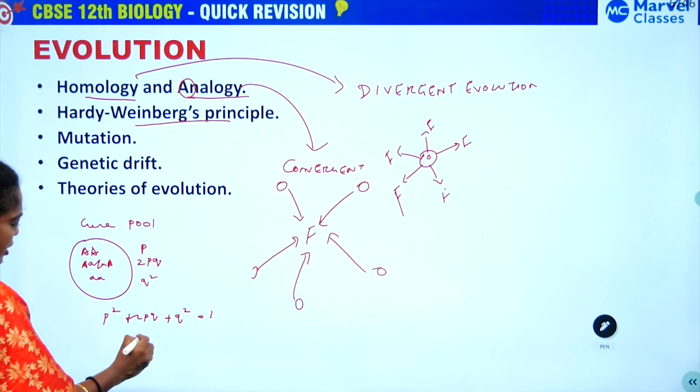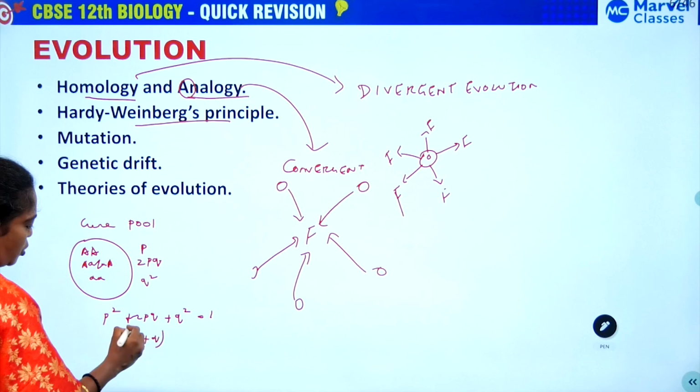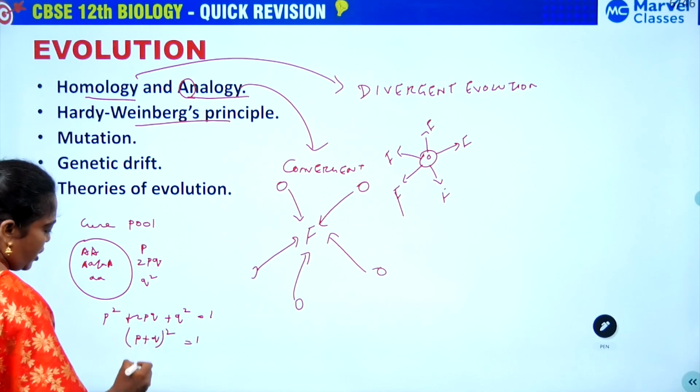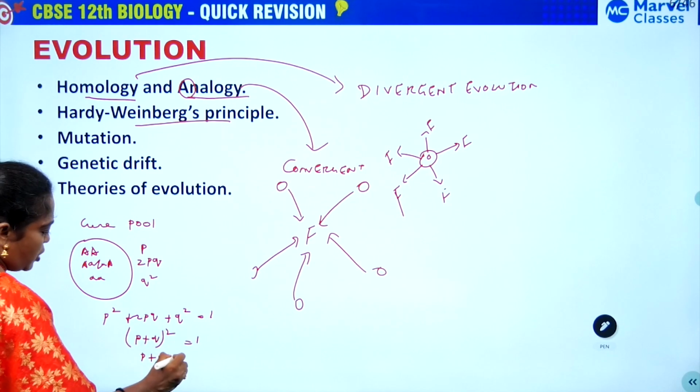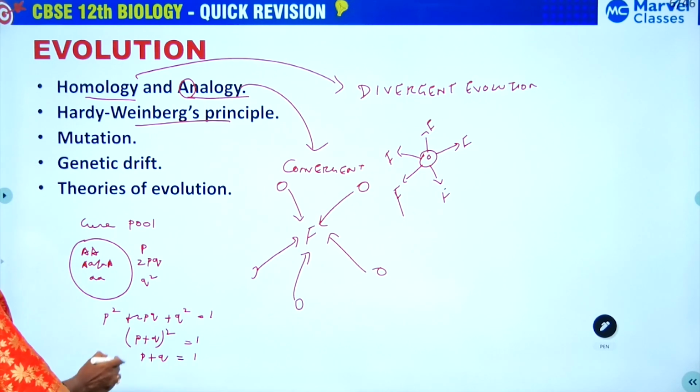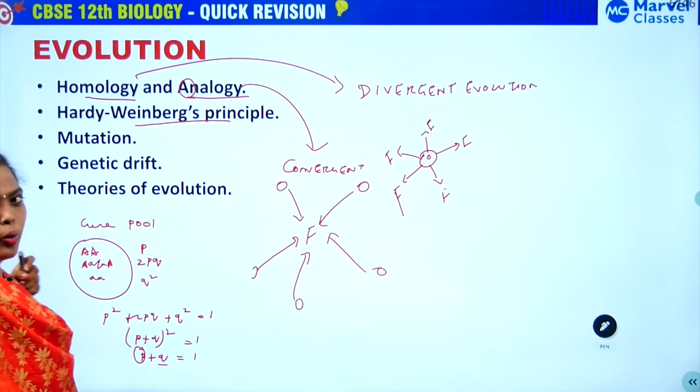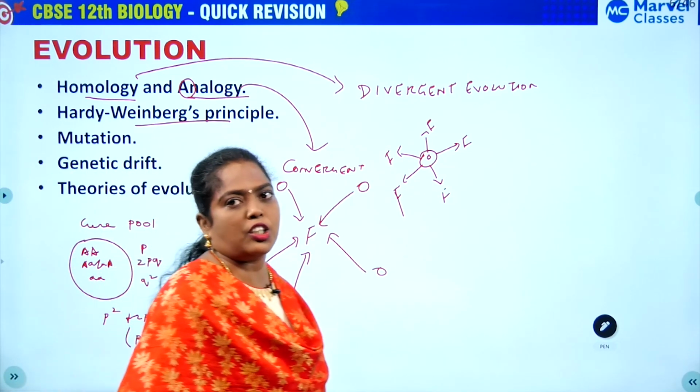So you can even write this as (p + q)² = 1, or p + q = 1. Sometimes in problem-type questions they will give you the p value and ask you to find the q value or the 2pq heterozygous condition value.